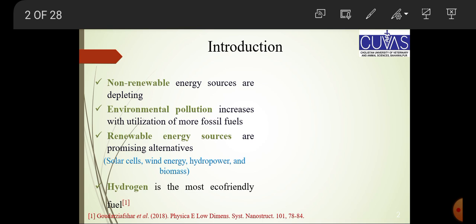In the modern era, we are facing the challenge of depleting non-renewable energy sources such as oil and coal. The increasing use of fossil fuel also leads to severe environmental issues. In contrast, renewable energy sources like solar, wind, thermal, and biomass offer promising alternatives for a cleaner future. Among these, hydrogen stands out as the most eco-friendly fuel, offering a sustainable solution to our energy needs.